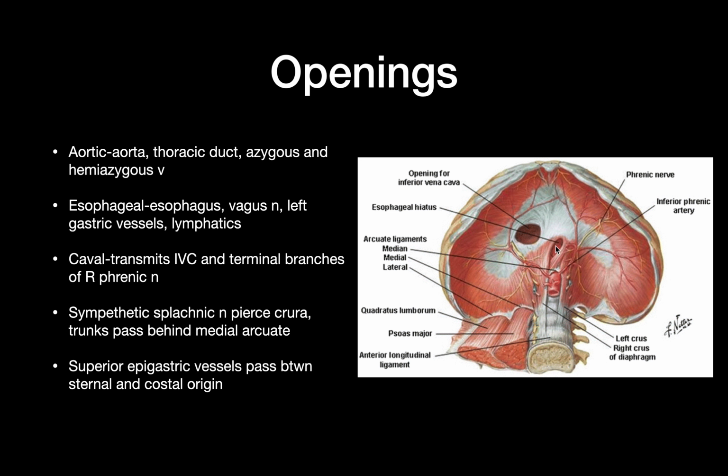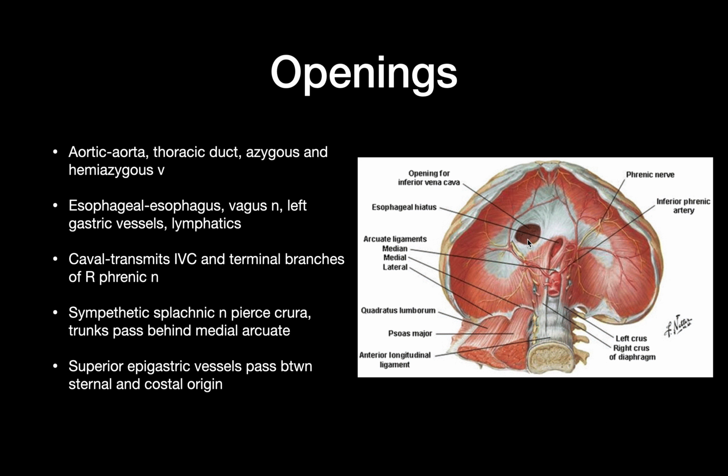The esophageal hiatus, and here's the opening for the vena cava. So the aortic opening has the aorta, the thoracic duct, and the azygos and hemiazygos veins. The esophageal hiatus conveys the esophagus, the vagus nerves, the left gastric vessels, and the lymphatics. And then the caval opening will transmit the inferior vena cava and the terminal branches of the right phrenic nerve.